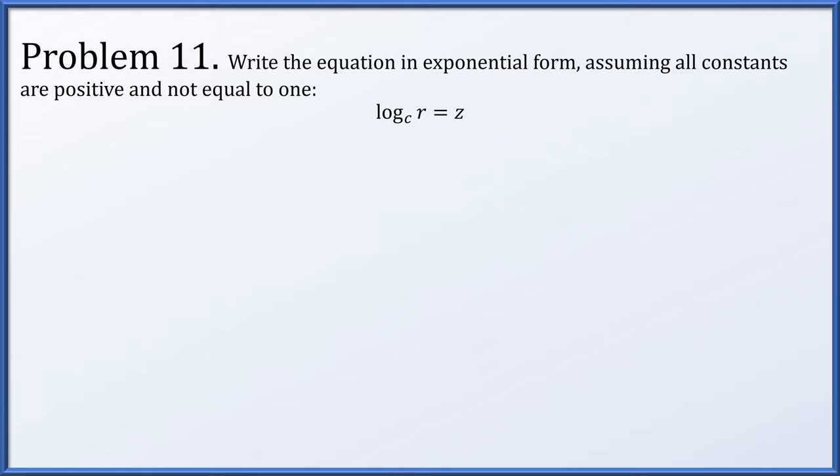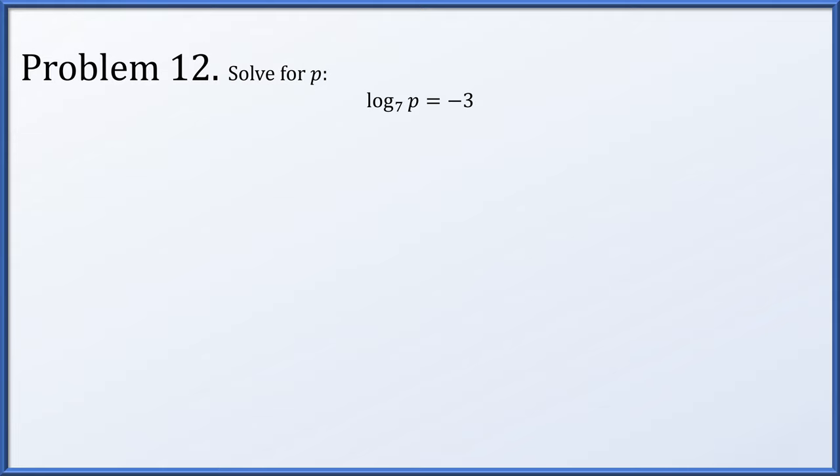The logarithm base c of r is equal to z. Converting to an exponential, c to the z is equal to r. Problem 12, solve for p. Log base 7 of p is equal to minus 3. All we have to do is convert to an exponential. 7 to the minus 3 is equal to p, and we're done.